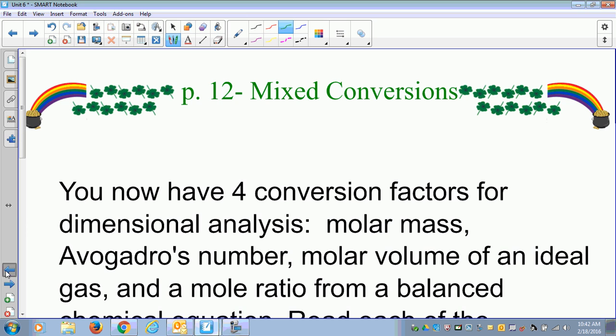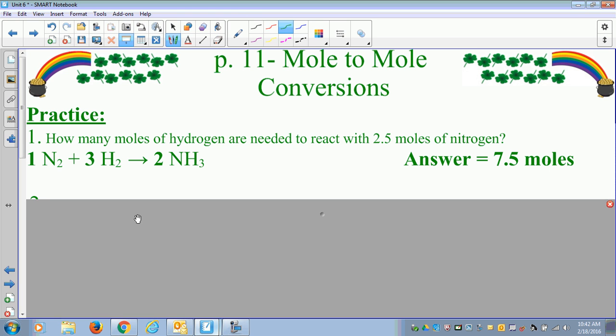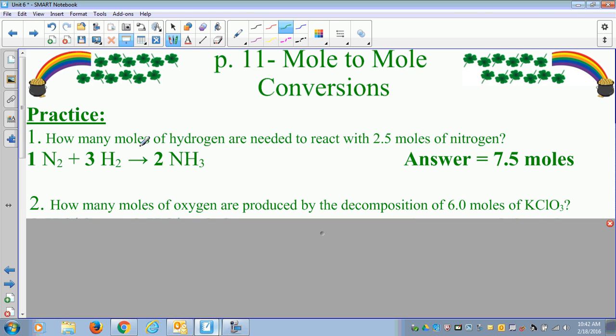This is taking too long, so we need to practice this. Let's practice: how many moles of hydrogen are needed to react with 2.5 moles of nitrogen? So how many moles of hydrogen? X moles I put right here on hydrogen, and here I have 3 moles, and it says 2.5 moles of nitrogen. So 2.5 moles over 1 mole, cross multiply it, and you have your answer.